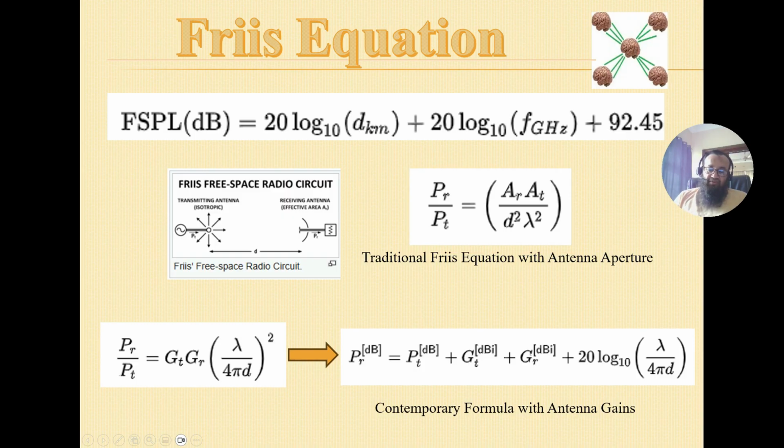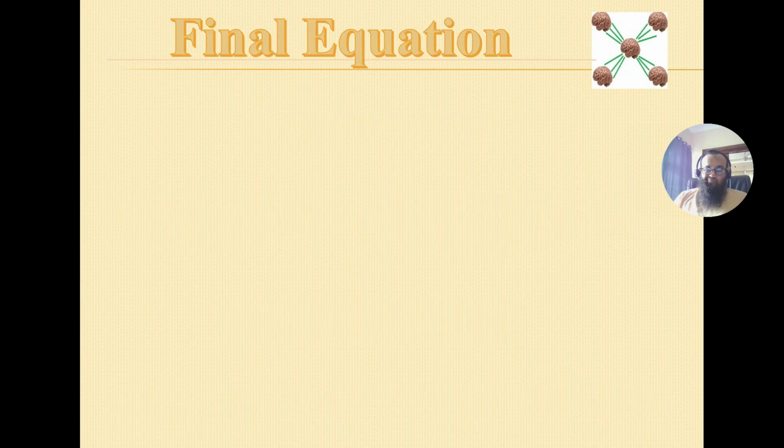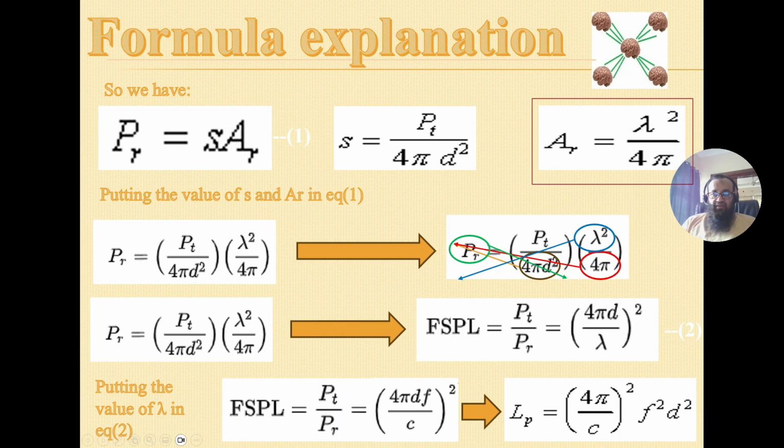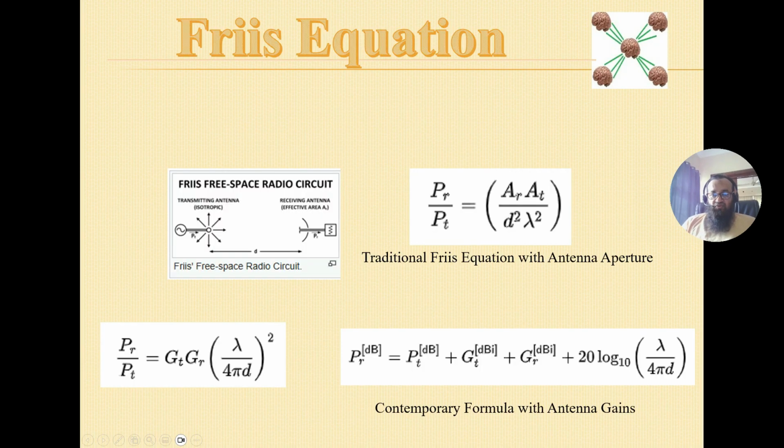And as we know, let me show you also, here if you see, the aperture is basically lambda square by 4 pi. So if we put both the aperture values, this will be lambda square by 4 pi, this will also be lambda square by 4 pi. So one lambda square will be gone because of this. So we will have only one lambda square here and 2 times 4 pi also. This was the traditional Friis equation.